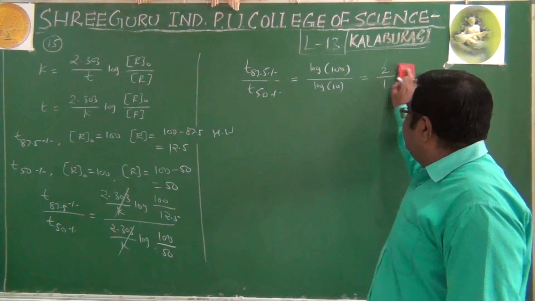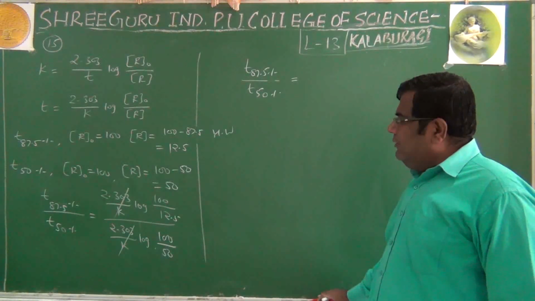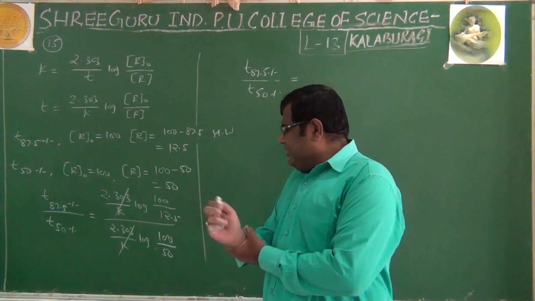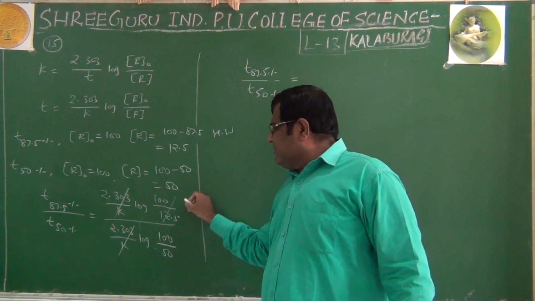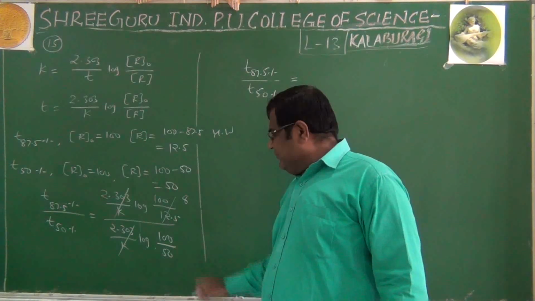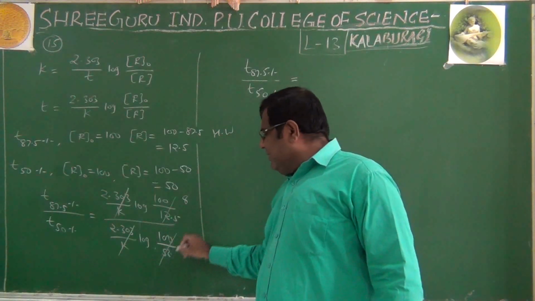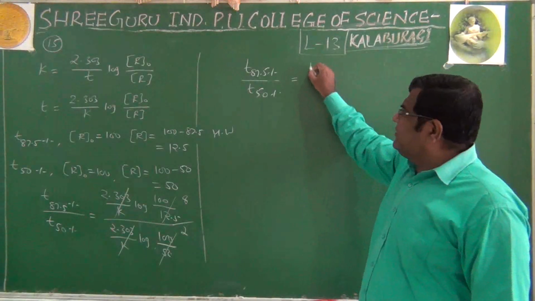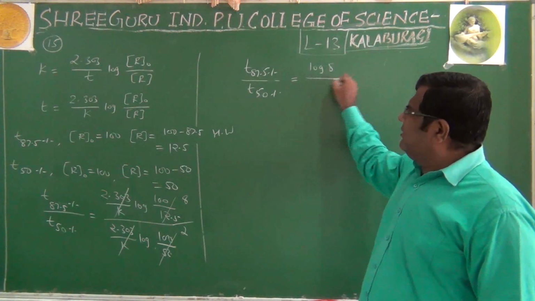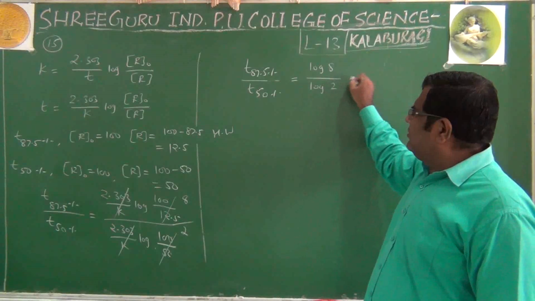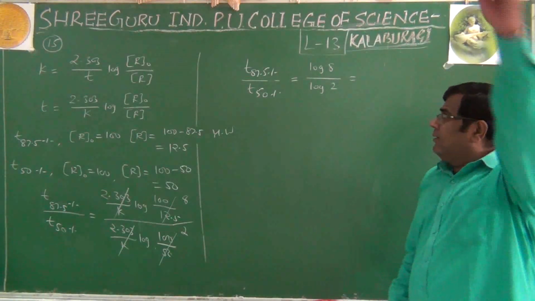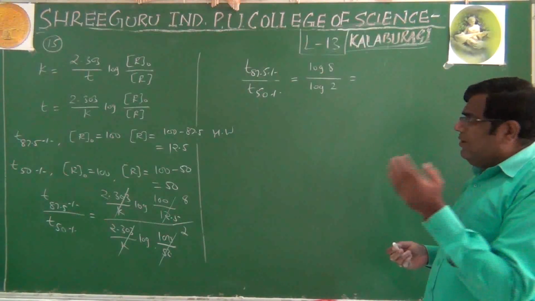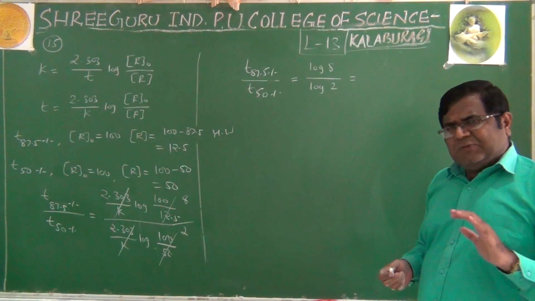Now this is 100 by 12.5, which is nothing but 8, and this is 100 by 50, which is 2. So what I am getting here is log 8 divided by log 2. Now no need to see the values of log and substitute. We can do that also, you will get the same answer.